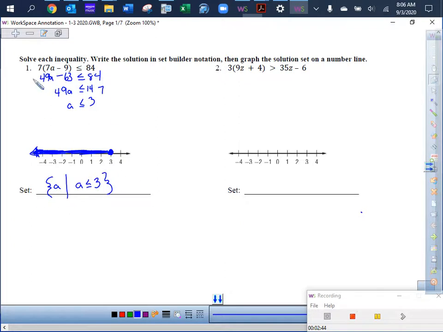Because what that means is they were like, yo, bro, what kind of values could I put in for A to make this a true statement? And this says, well, out of all the A's in the world, in the set of all A's, the A's that work are the A's that you pick that are less than or equal to 3. So the set of all A's such that A is less than or equal to 3. Let's roll with that again. Let's distribute here.